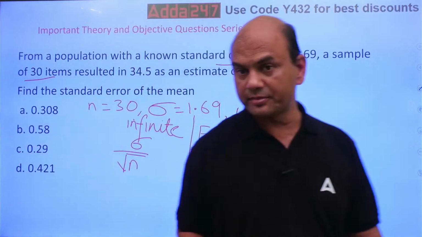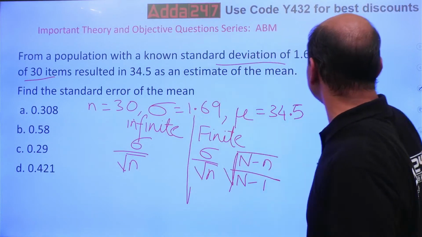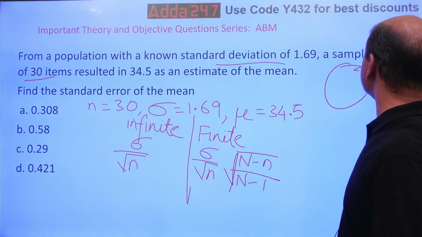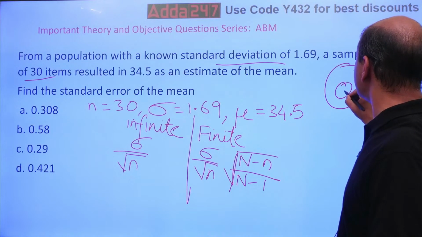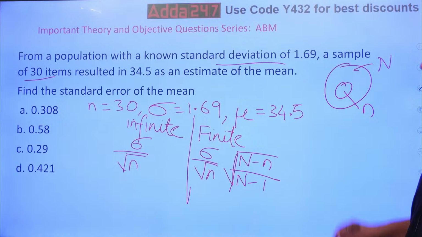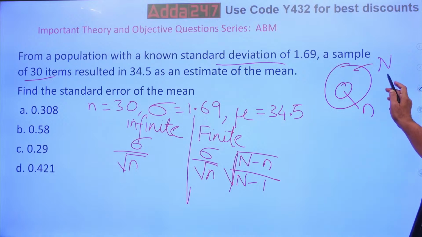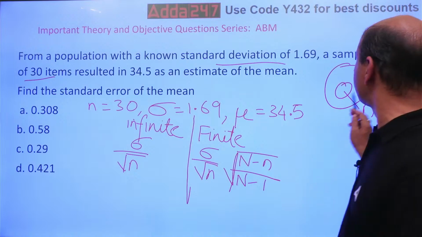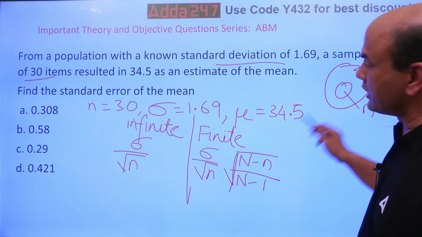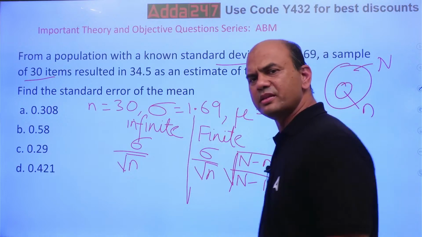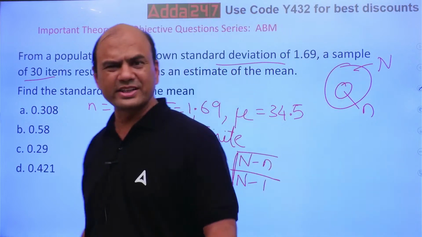If in the exam they give you this capital N, means this population size, this is capital N, and this is small n. So if in the exam they give you this capital N, then you have to use this formula. If in exam they don't give you this capital N, then you have to use this infinite population formula. Now use it. Simple. Now it's very simple.